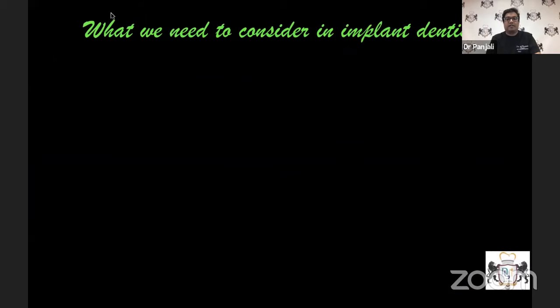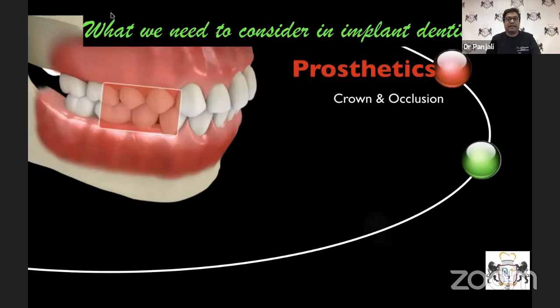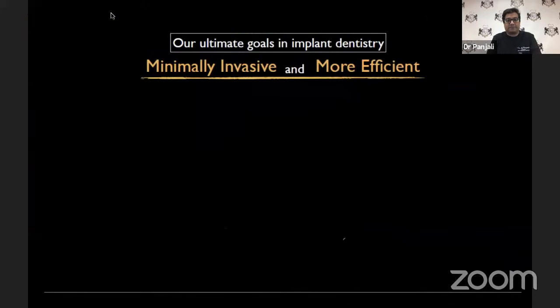What do we need to consider in implant dentistry? Well, number one, we always start thinking about the prosthesis, which means the crown, the occlusion. And then after we have decided what kind of prosthesis we are going to place, now we start to work on the surgical aspect of it. Now we decide what kind of fixture, what kind of thread design we are going to use, what should be the connection type, what is the surrounding bone like. And then lastly, we look at the maintenance part of it.